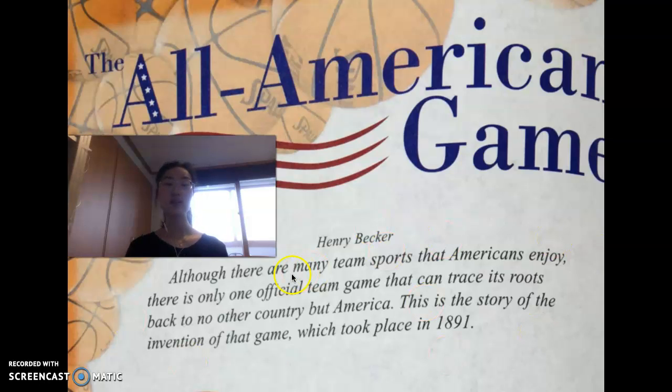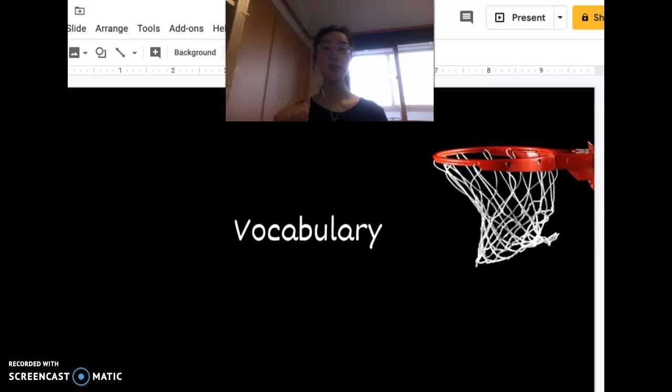So just based on this small paragraph, tell me, what is so unique about the game of basketball? Yeah, it is the one official team game that can trace its roots back to just America. My second question for you is, when was basketball invented? 1891. Very good.